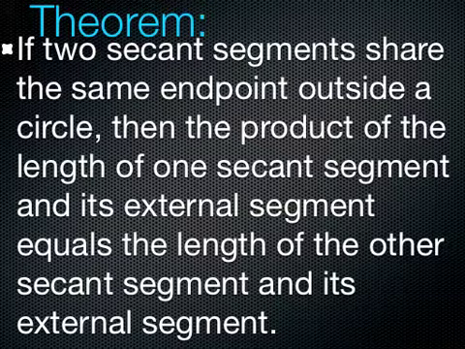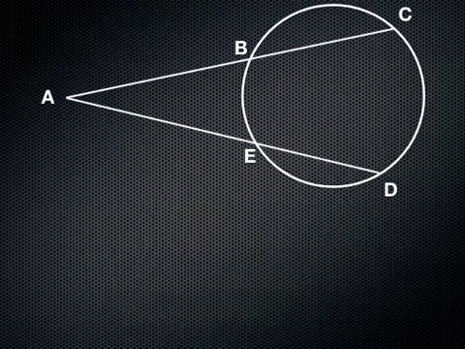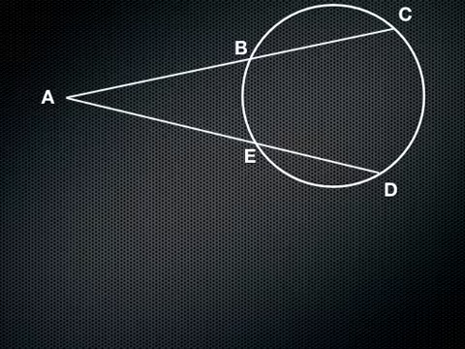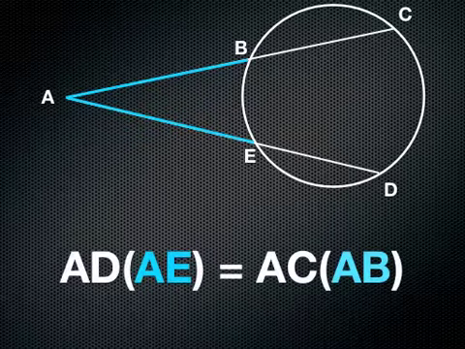An example of this, I would have the two secant segments AD and AC. AB would be one external secant segment. AE would be the other external secant segment, and I can say the whole secant segment AD times the external secant segment AE would be equal to the whole secant segment AC times the external secant segment AB.